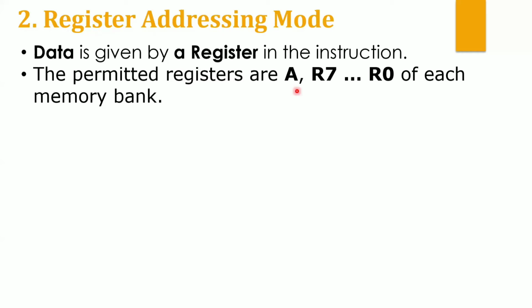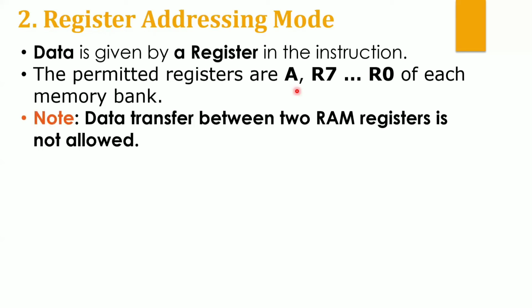An important point to note in this addressing mode is that data transfer between 2 RAM registers is not allowed. What is meant by RAM registers? RAM registers are nothing but your general purpose registers, R0 to R7, which have 4 different banks. So we cannot use two of these general purpose registers in a single instruction. I will come to this point at the end of this addressing mode explanation. So what is register addressing mode? We put the data inside the register and give that register in the instruction.